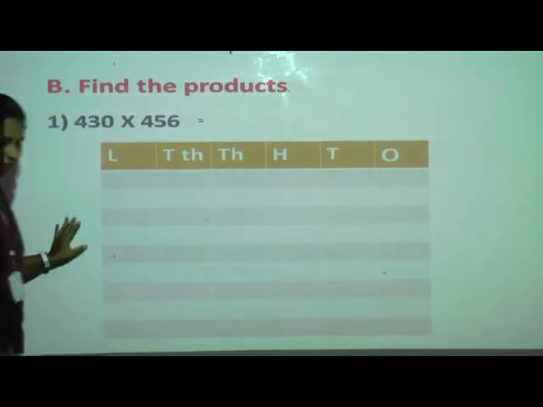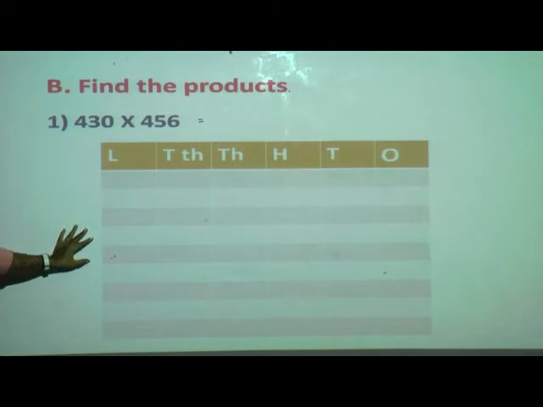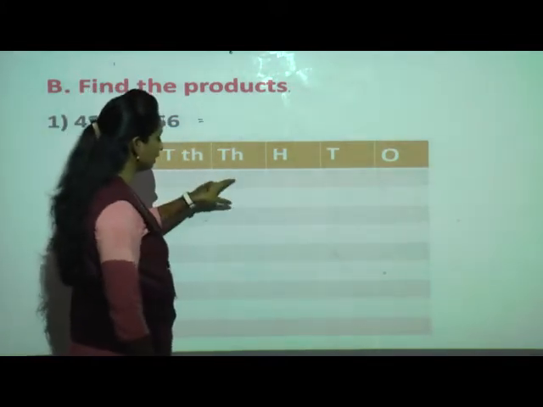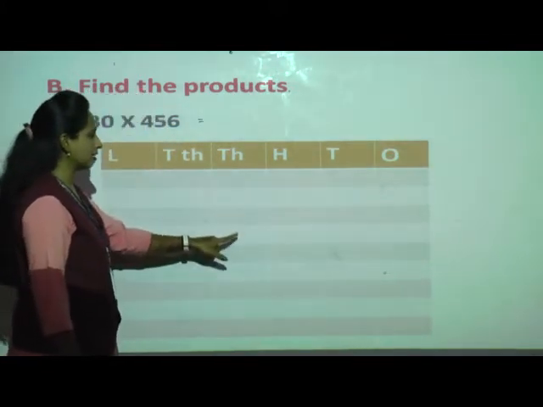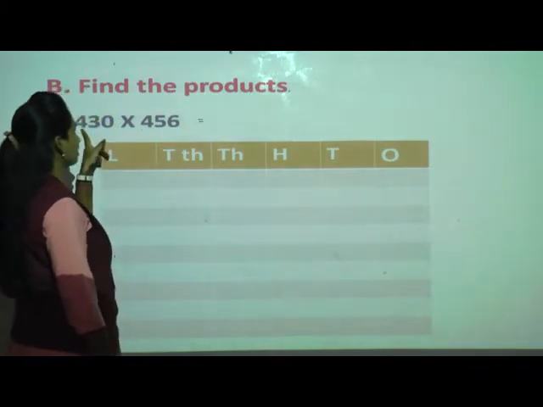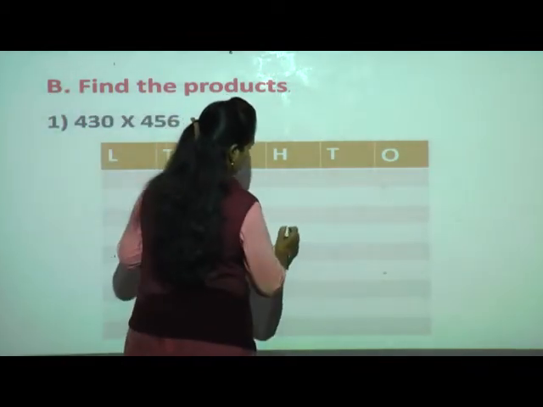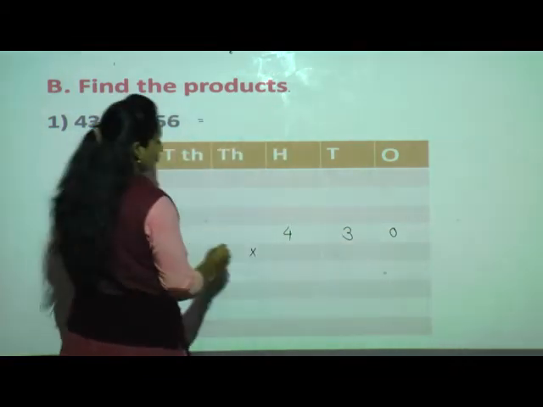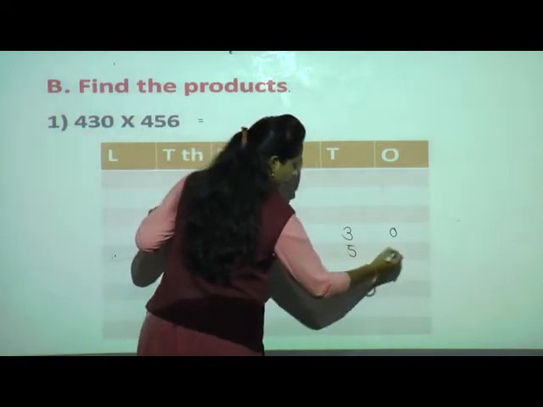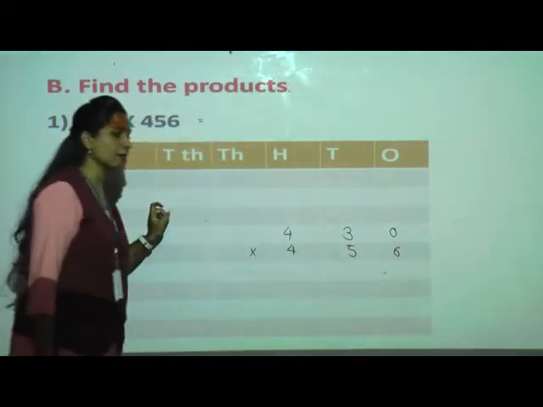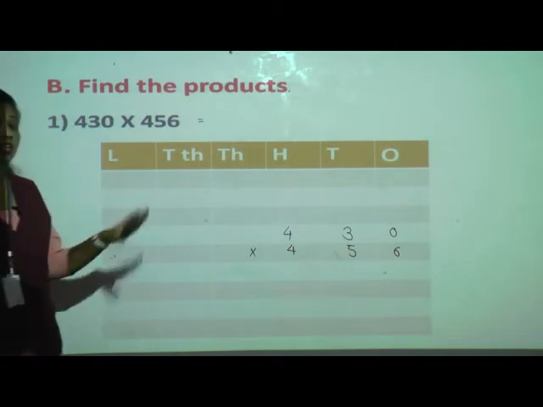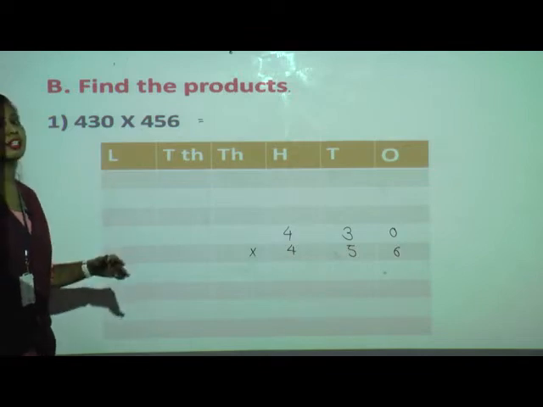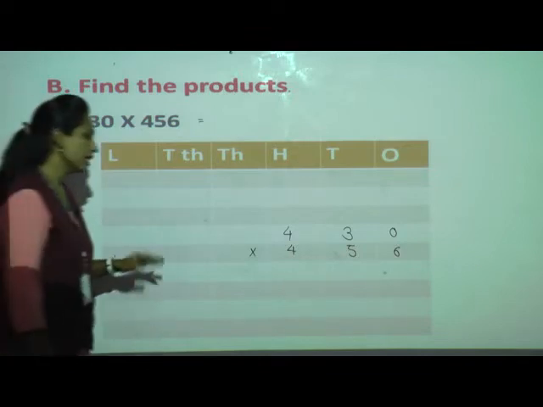So make a place value chart and place the numbers in it. There are 3 digits, so leave 3 boxes for the carry and start writing the number from the hundreds place. 430 multiplied by 456. Now see, 0 came in the multiplicand. Whenever 0 comes in the multiplicand, we should not skip any step. If it comes in the multiplier, we can skip. Now we will see.